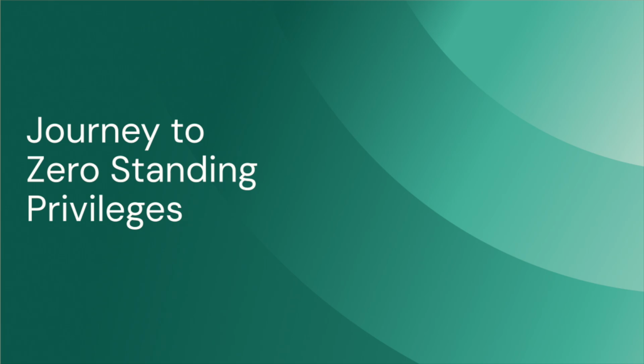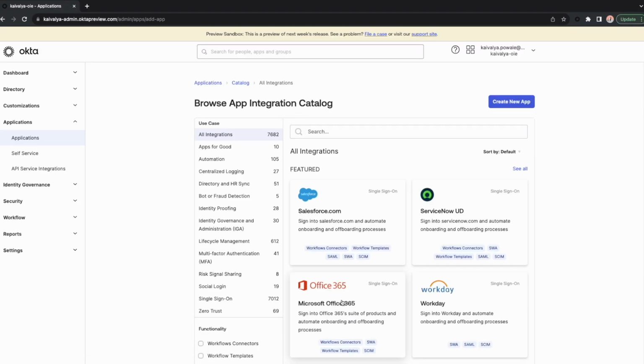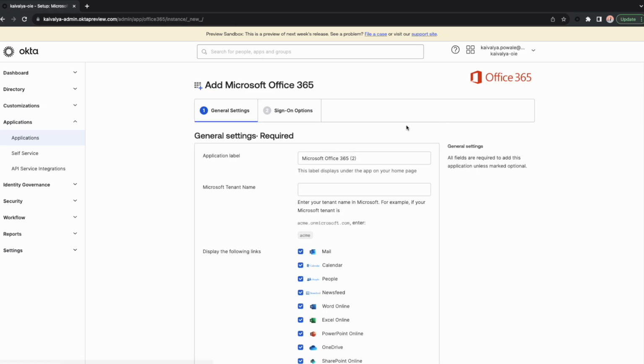This is a demo of Entitlement Management on the journey to zero standing privilege. Our first chapter starts with creating a new app instance. We will set up Microsoft O365.